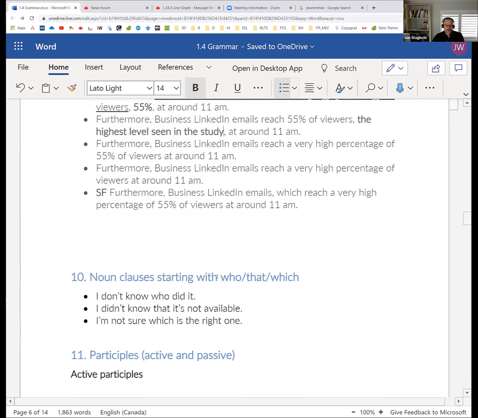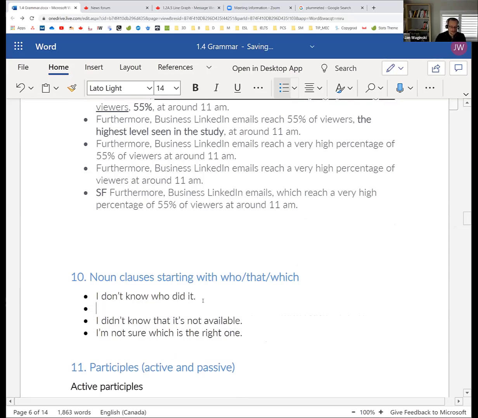Okay, not everything starting with who, that, which is a relative clause. So we're not going to spend much time on this, but if you have something like this, I don't know who did it, the construction is I don't know what. So this is an object. I don't know John. John is the object of don't know. This is the object of don't know, which makes it a noun clause.